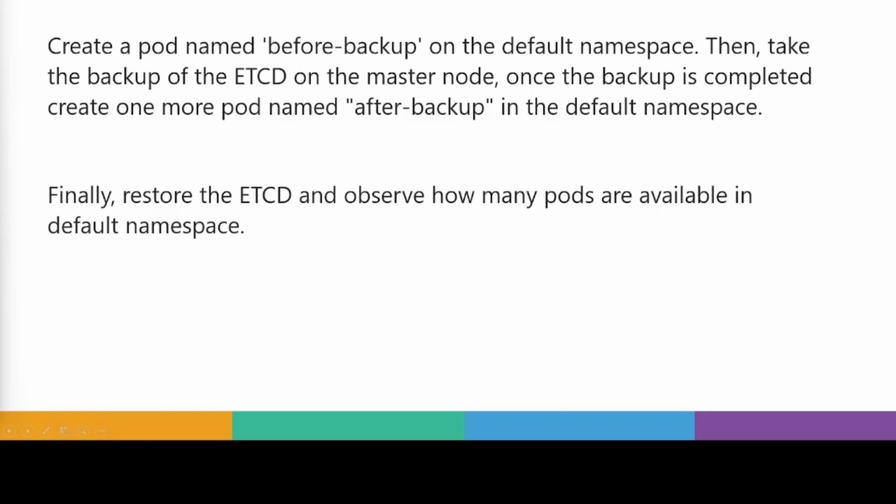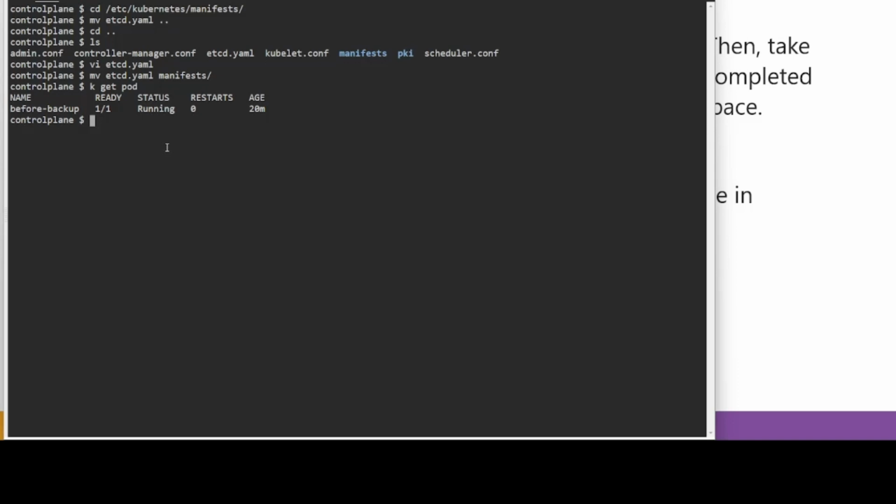But when we have restored this backup, we're just having this before backup pod, because this pod we have created before creating the backup of etcd, and we do not see the after backup pod, and the after backup pod is created after we have taken the backup of etcd.